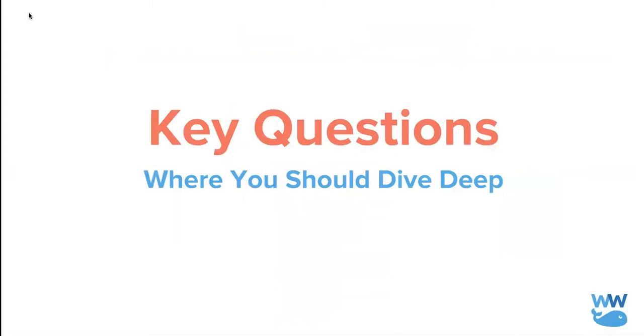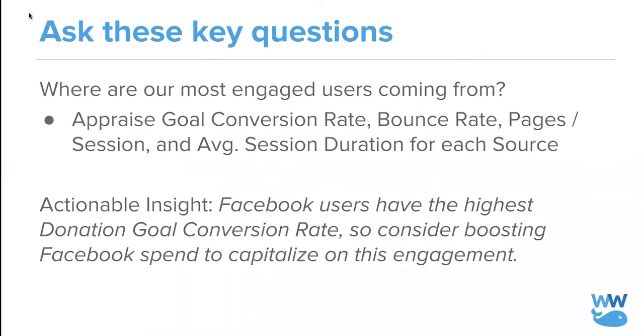Okay, so our key questions. We've given you a general idea of how to approach data analysis, but these are 3 questions that we think are the most important to really get to the bottom of when constructing your year-over-year report. The first would be, where are our most engaged users coming from? So looking at either your source mediums or your channels to decide which send the most engaged users. We decide that a user is engaged by goal conversion rate.